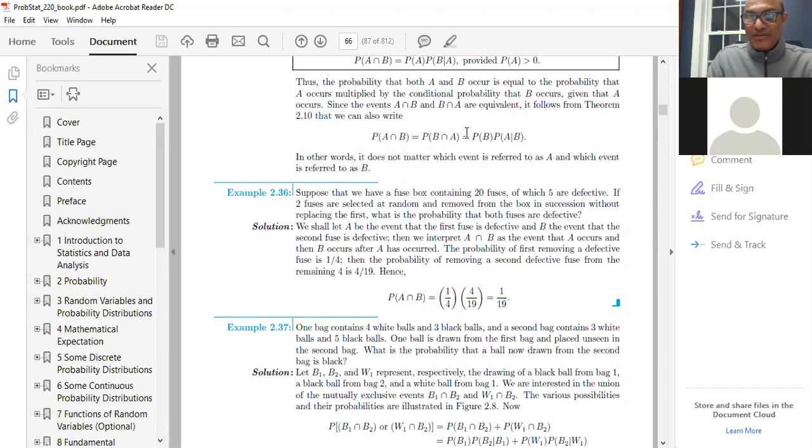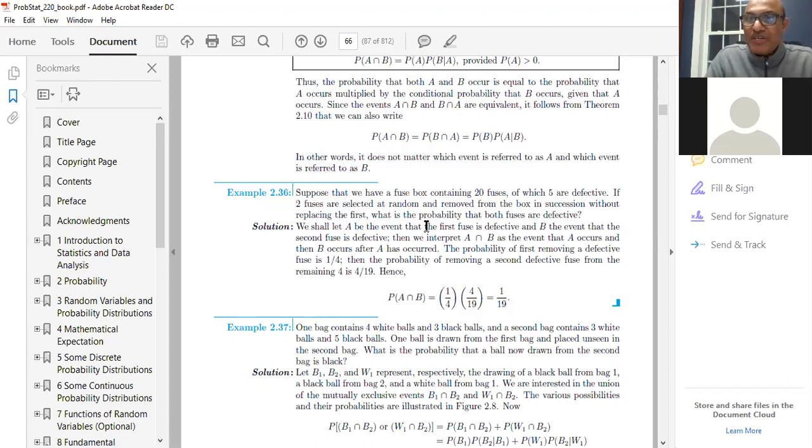That means this rule: event A occurs, and then B occurs given that event A has occurred. So the probability of A intersection B is equal to the probability of A times the probability of B given A. Okay, so first of all, let me find the probability of A intersection B.